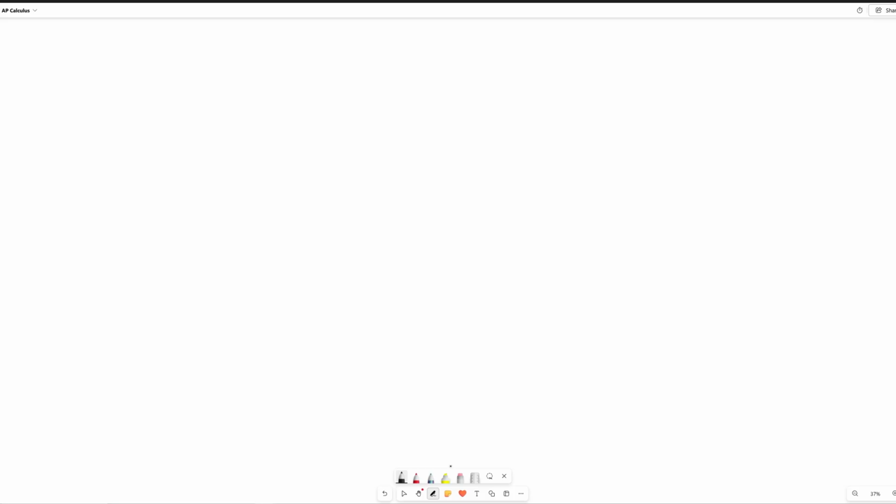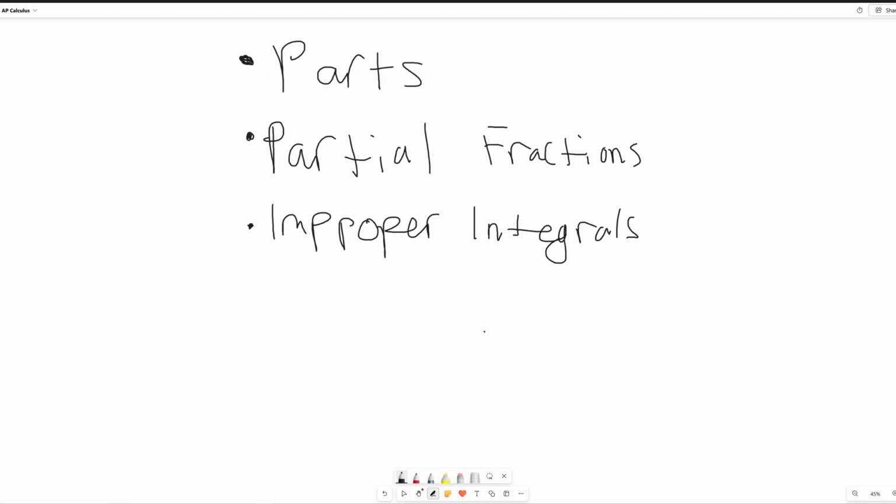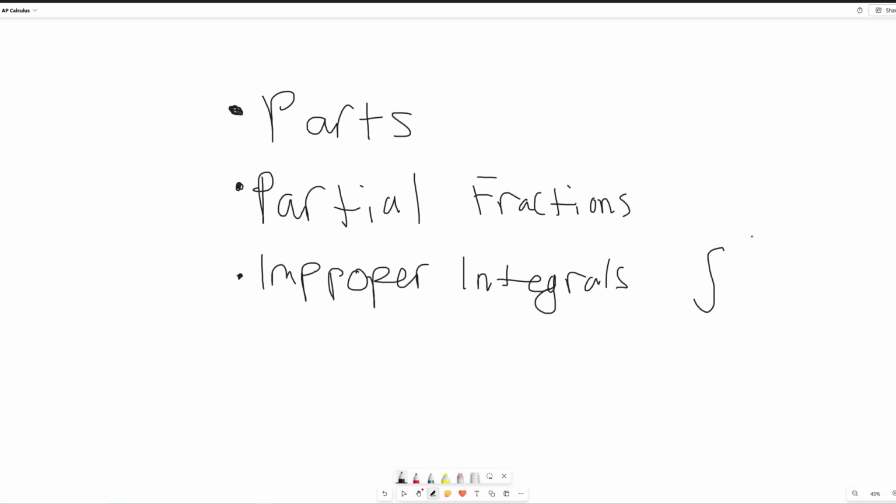Now, we're going to move on to the BC material. So we have three really main things. We have advanced integration techniques. So we have integration by parts, integration by partial fractions, and then integration of improper integrals, which is when an integral has infinity in it in one of the bounds.